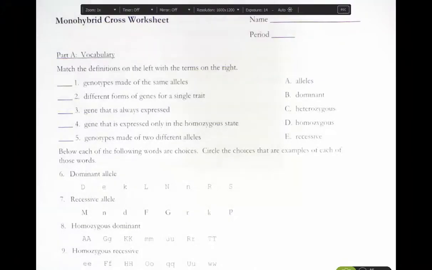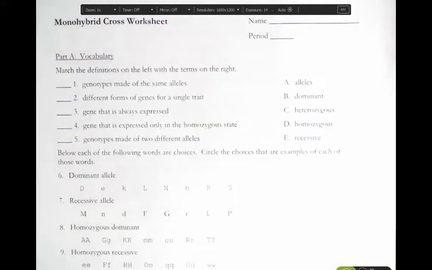Alright, so vocabulary part A. We're going to match the definitions on the left with the terms on the right. Number 1, genotypes made of the same alleles. Again, these vocabulary terms are extremely important. If we don't know our vocabulary terms, we're going to struggle with answering questions later on.